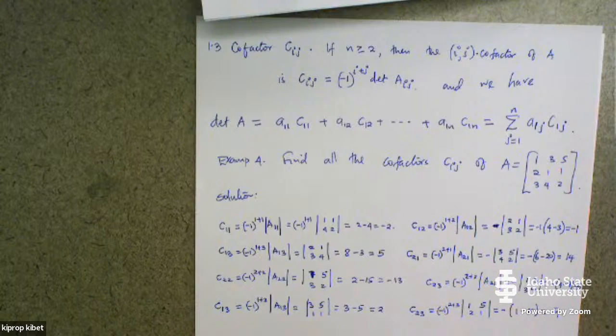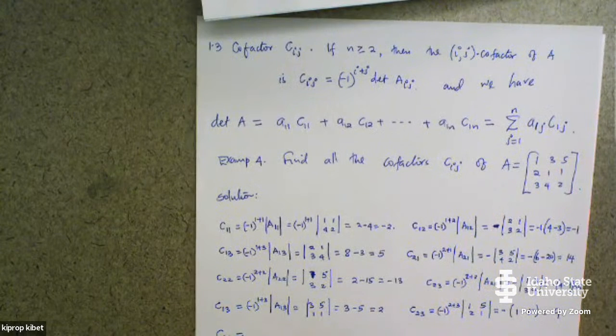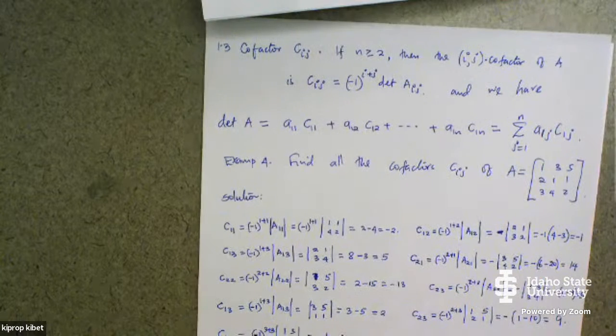And then finally, C33 equals (-1)^(3+3) times the determinant of 1, 3; 2, 1. This is giving us 1 minus 6, and this is equal to -5. Those are the cofactors.